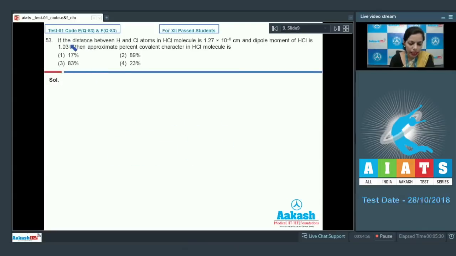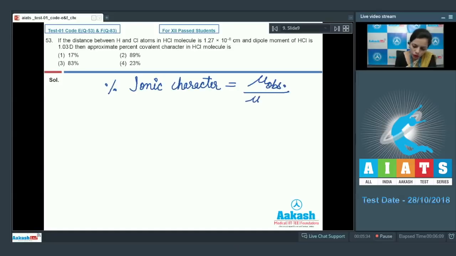Question number 53. If the distance between hydrogen and chlorine atoms in HCl molecule is 1.27 into 10 to the power minus 8 centimeter and dipole moment of HCl is 1.03 D, then approximate percentage covalent character in HCl molecule is. In this question, we have to find out the percent covalent character. We know that the percent ionic character of a compound is equal to mu observed upon mu theoretical, where mu is the dipole moment, into 100. So, with the help of this formula, we can find out the percentage ionic character, and if we subtract it from 100, we can find out the covalent character also in percentage.